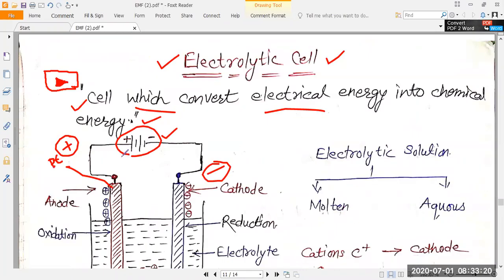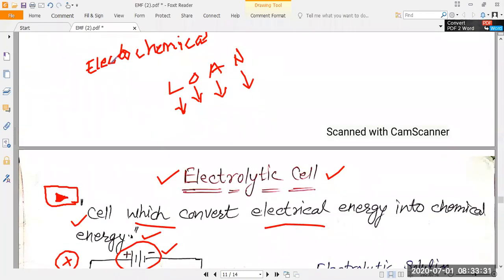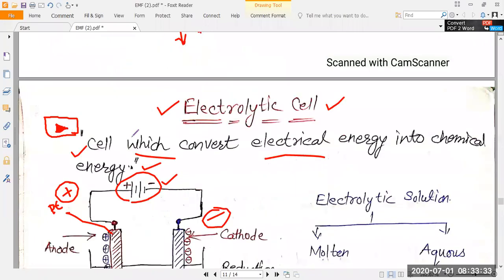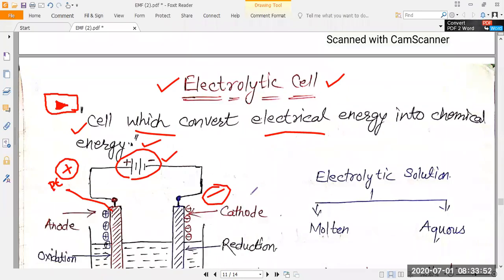But in the electrolytic cell the anode will be positive. Here the anode is negative in the electrochemical cell, but in the electrolytic cell the anode is positive, because the electrolytic cell is just the opposite of the electrochemical cell. In the electrochemical cell chemical energy is converted into electrical energy, whereas in the electrolytic cell electrical energy is converted into chemical energy. And the cathode is the negative portion.